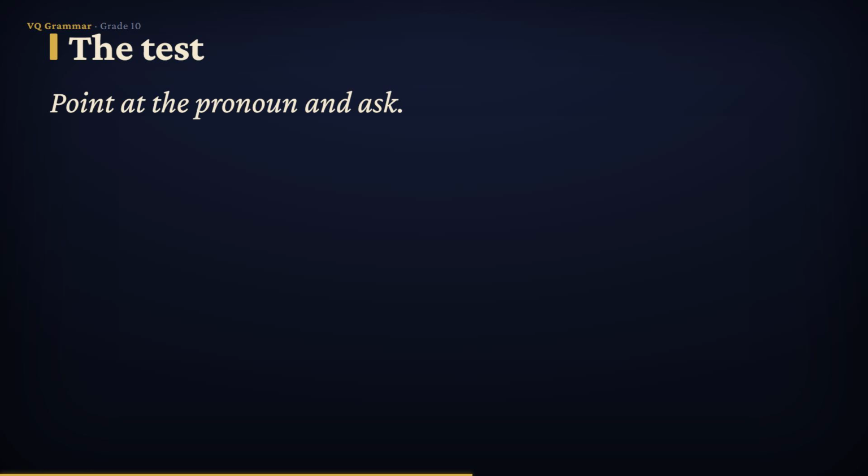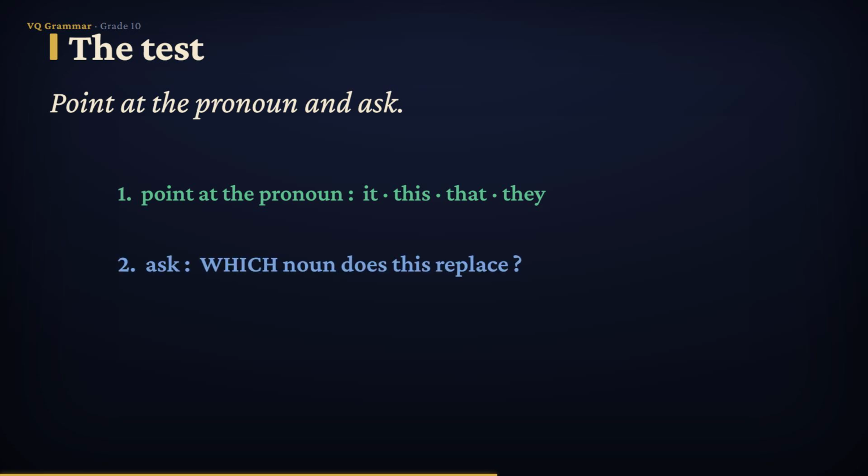Let's boil the whole lesson down to one test you can run on any sentence you write. Step 1. Put your finger on the pronoun. Every it, this, that, which, they, he, or she. Step 2. Ask the only question that matters. Exactly which noun does this word replace? Say that noun out loud.